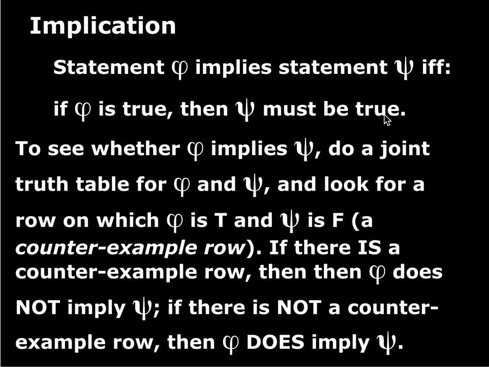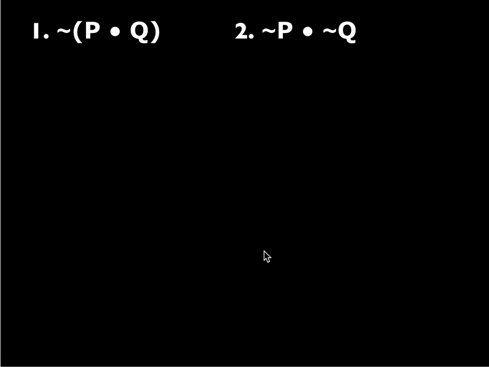So if the question is, does phi imply psi? You're looking for a row where phi is true but psi is false. Okay, counterexample row. If there is a counterexample row, then phi does not imply psi. If there is not a counterexample row, then phi does imply psi. So it's pretty easy. You just look for a certain pattern. If it's there, then the answer to the implication question is no. If that pattern isn't there, then the answer to the implication question is yes. Okay. That looks complicated, but it'll be easy when you see some examples.